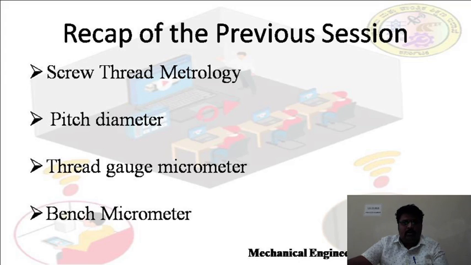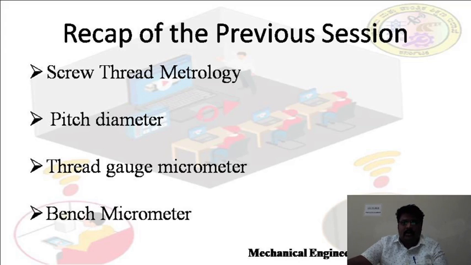And next we come on to the pitch diameter. We heard about what pitch diameter is. Pitch diameter is the diameter of an imaginary cylinder which passes through a thread profile at such points as to make the width of the thread and the width of the spaces between the threads equal.